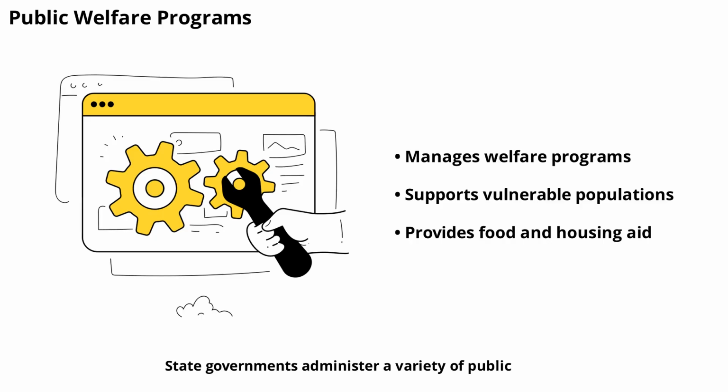State governments administer a variety of public welfare programs to support residents in need. These include assistance with food, housing, healthcare, and employment. By managing these programs, states help ensure that vulnerable populations receive the support they need to thrive.